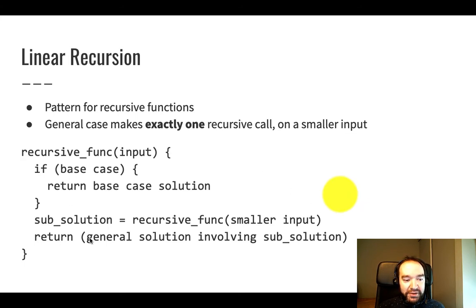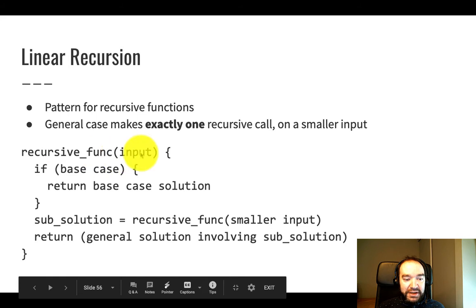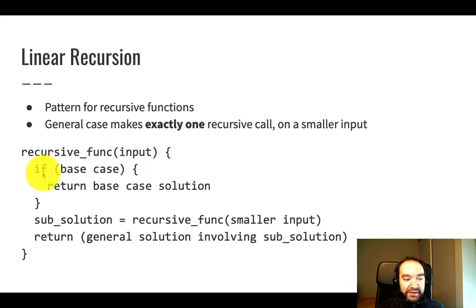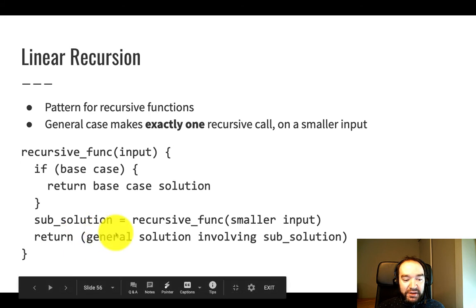Here's pseudocode for this pattern. A recursive function given some kind of input has a base case check. If we're in the base case, then return whatever the solution is for the base case. Otherwise, remember, return stops the function. So if we get past the if statement, that means that we're not in a base case. We make one recursive function call on a smaller input. Let's call that the sub-solution. And then we return the general solution, meaning what this whole function should return. And that should involve the sub-solution if the recursion is useful here.